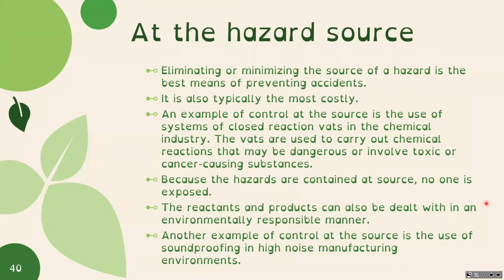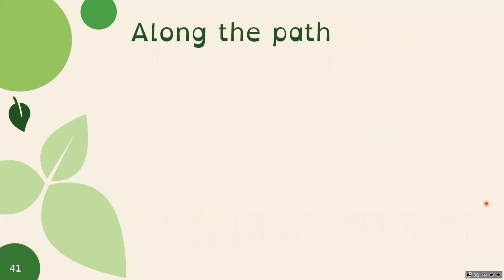Another example of controlling at the source is the use of soundproofing in high noise manufacturing environments. However, both of these are investments that the employer or the industry must do. And as probably we all know, that is not the most profitable way of making money. And so instead of investing in these measures that protect people, many companies don't. And it means that the employees are the people who end up paying with their health instead of the employers paying financially to keep them safe.